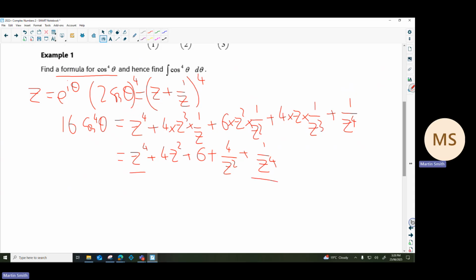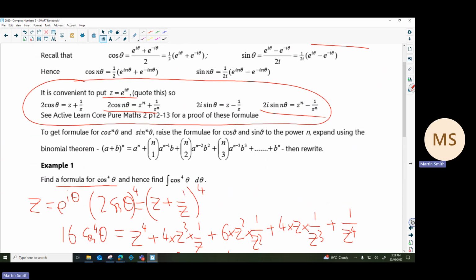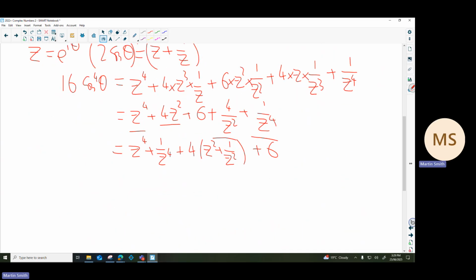So first of all, I'm going to pair up z to the 4 plus 1 over z to the 4. Next, I'm going to pair up the terms involving z squared and 1 over z squared. I'm going to take out 4 as a factor. So those two terms pair to give me 4 into z squared plus 1 over z squared. And then finally, we have this extra term in this case, which is 6. Now, what I know from what we've done previously, and in fact proved, is that z to the n plus 1 over z to the n is always 2 cos n theta. So consequently, z to the 4 plus 1 over z to the 4 is 2 cos 4 theta. And then z squared plus 1 over z squared is 2 cos 2 theta, but I'm multiplying that by 4, and that will give me 8 cos 2 theta plus 6.